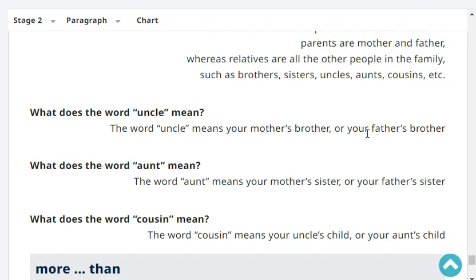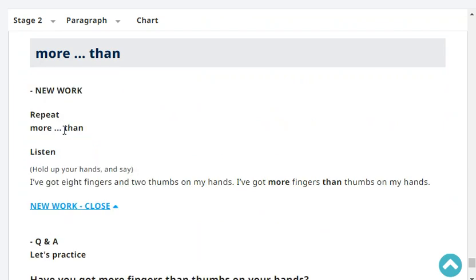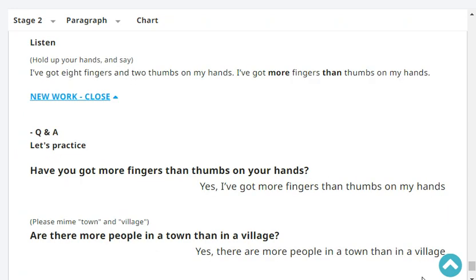Okay, very good. Okay, repeat. More than. Very good. Okay, so you see that there's a gap in the middle, so we put something in there: more and then than. For example, I've got 8 fingers and 2 thumbs on my hands. So I can say I've got more fingers than thumbs on my hands. Okay, so let's practice. Have you got more fingers than thumbs on your hands?